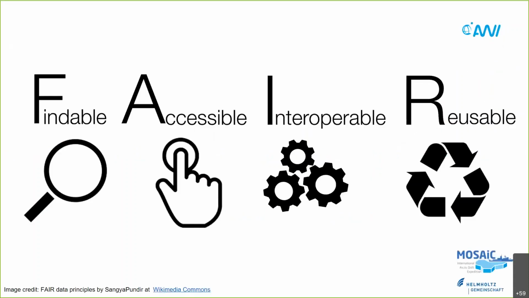So FAIR data principles for data publications is a concept that you probably heard or are familiar with. It's become a standard that many institutions and also funding agencies aim for. And it's also the goal of the MOSAiC project and features in the data policy as well.